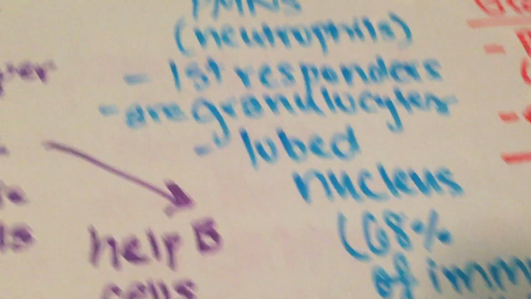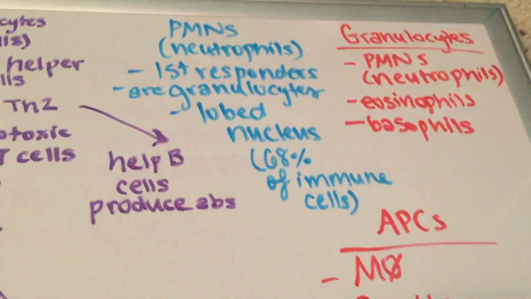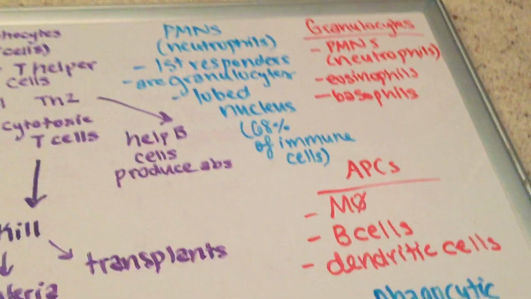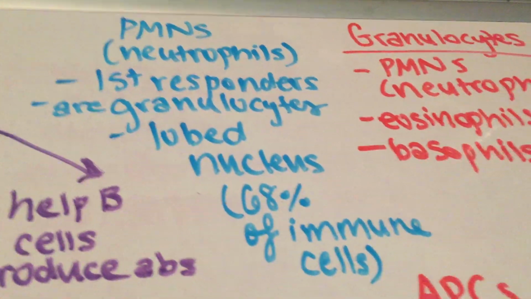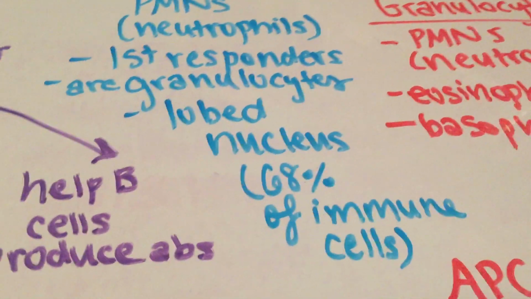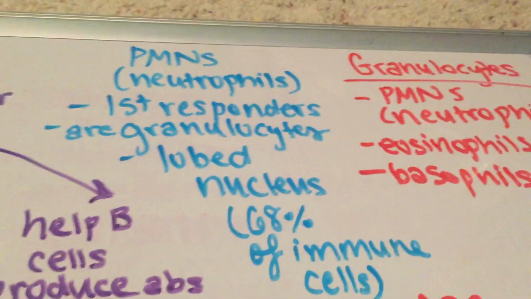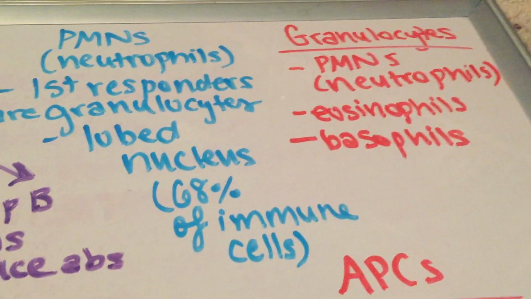So let's go over lastly the PMNs, or neutrophils. The PMNs are first responders to infection. They are granulocytes. They have a lobed nucleus, and they make up the majority, or about 68% of immune cells.